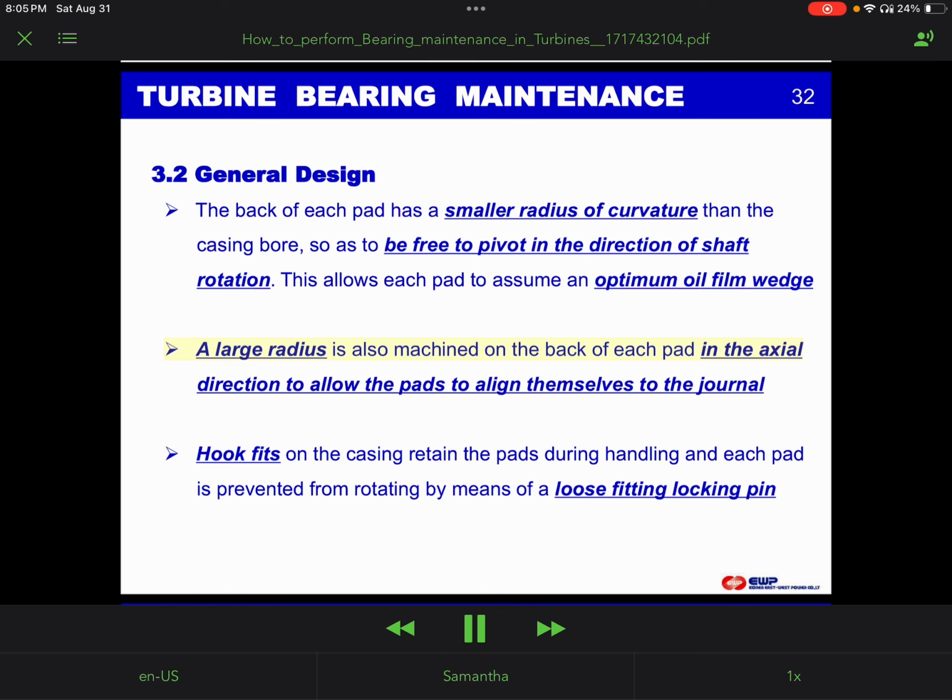A large radius is also machined on the back of each pad in the axial direction to allow the pads to align themselves to the journal. Hook fits on the casing retain the pads during handling and each pad is prevented from rotating by means of a loose-fitting locking pin. Turbine bearing maintenance 32.